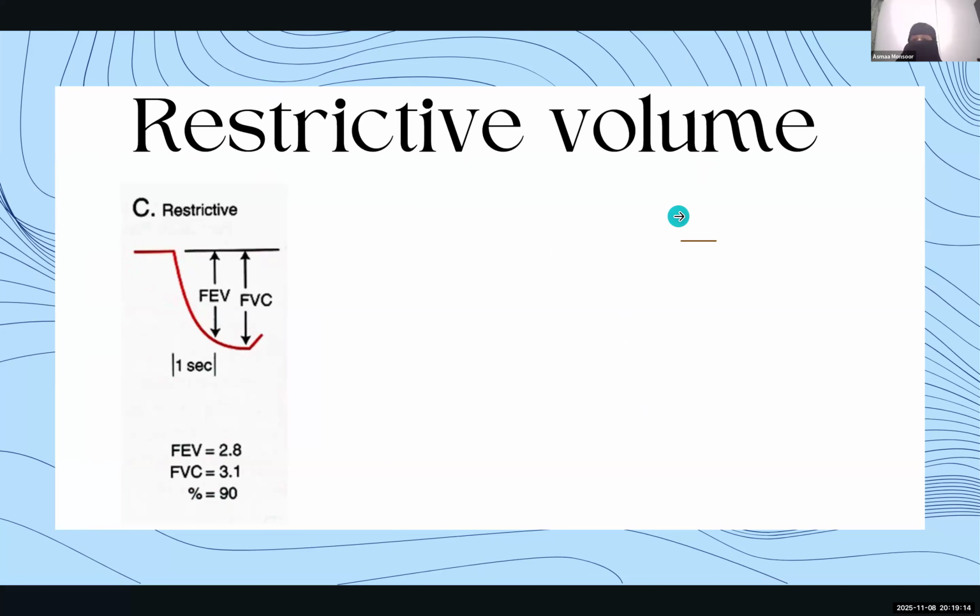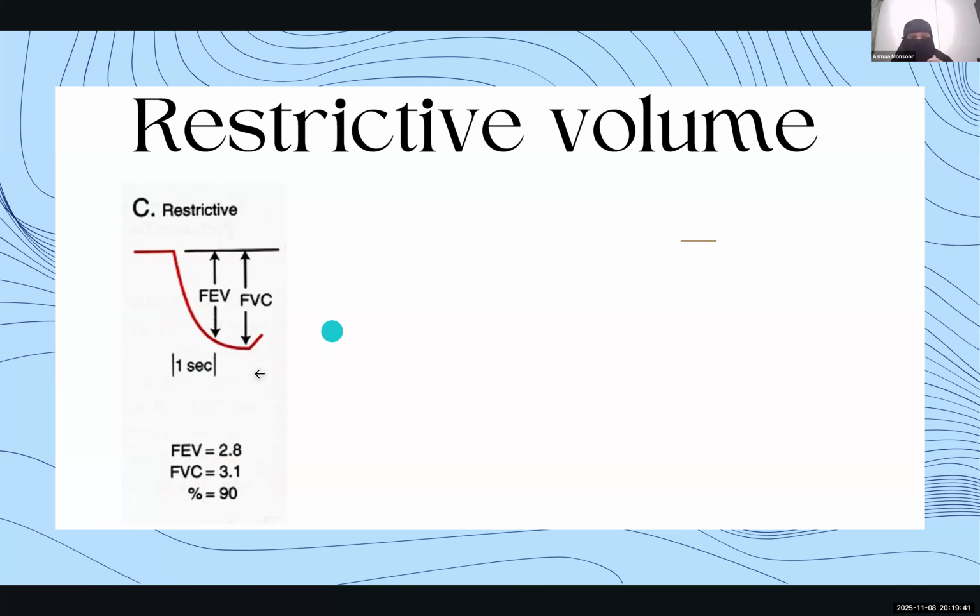Now, let's come to restrictive diseases, okay? For obstructive diseases, we talked about how air is not able to come out of the lungs because of the airway resistance. For restrictive diseases, there is less air inside in the first place. So, the amount of air that can come outside will also be less, okay? So, FEV1 and FVC both, what will happen to them? They will decrease, okay? Why? Because you can only exhale less amount of air.